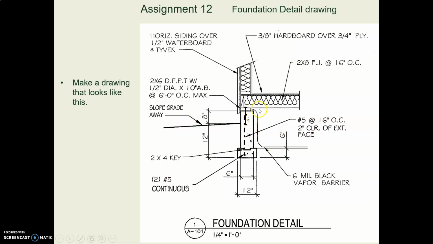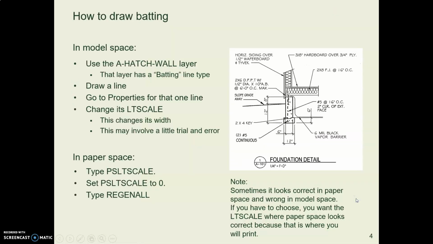Then this thing here, this goofy looking line, is supposed to represent some vapor barrier draped over the inside of the foundation and onto the ground. So just do the best you can to draw that thing. And then make these notes and leader lines and so forth. In the next video where we look at the CAD drawing, I'll say something about how to draw this batting line.